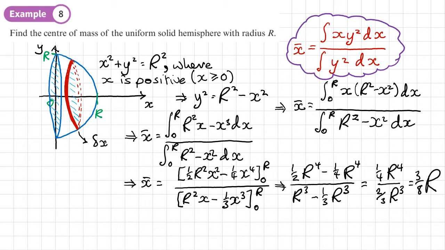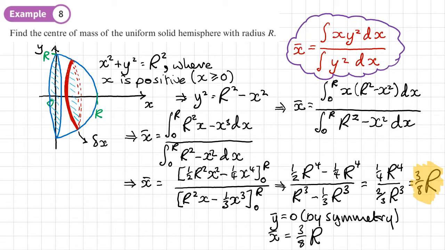Now, just like previously, you can quote this result in questions unless the question asks you to prove that the centre of mass is 3/8 r. And just like before, we can also say that y bar is 0 by symmetry, and our x bar is this 3/8 r, 3/8 of the distance from the origin.